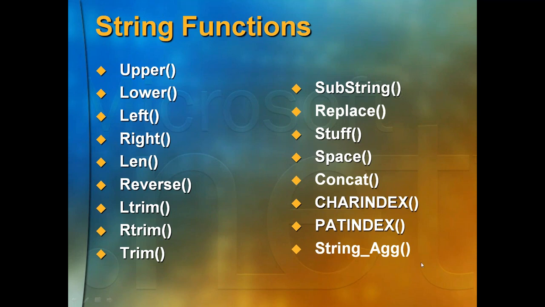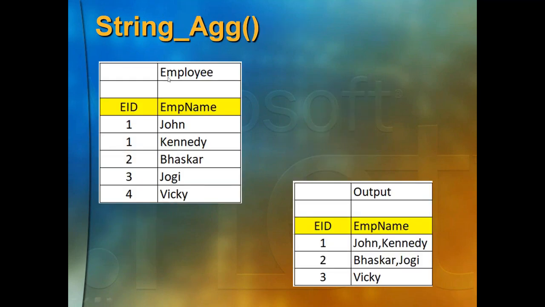The other day, many students got interview questions on this. CHARINDEX and PATINDEX all got covered, but string aggregation we need to understand today. There is a table called employee table. Employee doesn't have a primary key, so I have duplicate data here. So what has happened here?